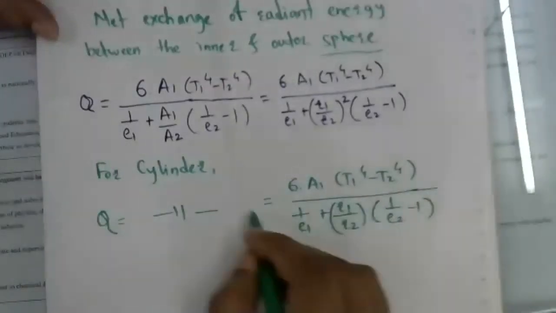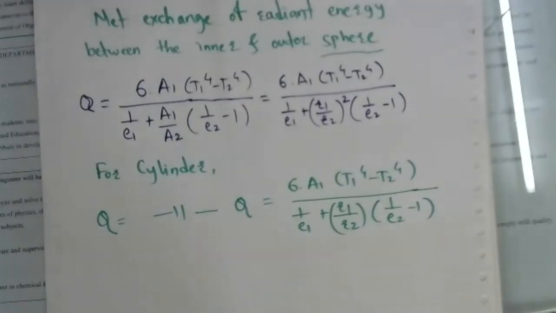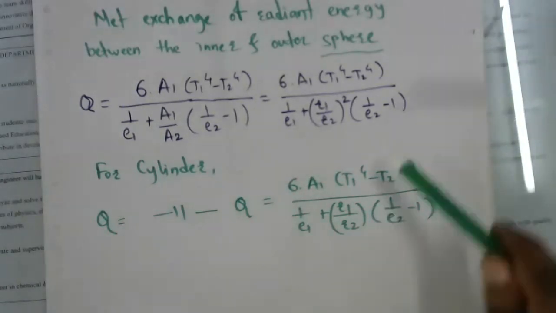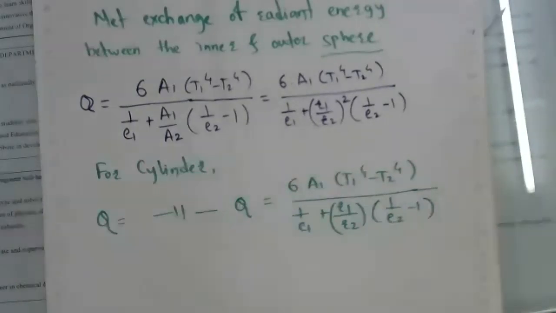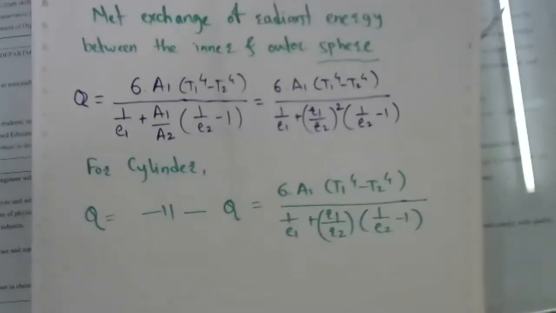So this equation can be used to calculate the net exchange of radiant energy between the inner and outer surfaces of sphere, and now it is for cylinder. So this is called as multiple reflection method, or the expression for the rate of radiant heat transfer between the two surfaces. So initially we have derived the equation for plane surfaces, and then we can observe a little bit of change in the sphere and cylinder.